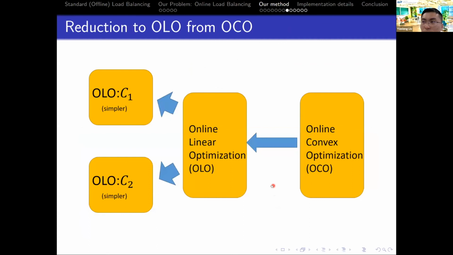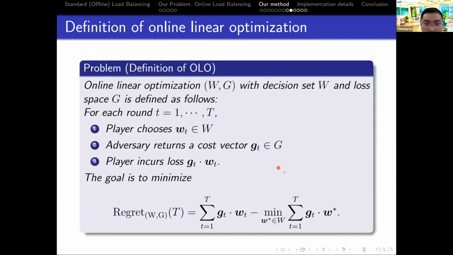Then let's come to the last part. We reduce the OCO game to the corresponding OL game and separate it into two simpler OL games, C1 and C2. As we mentioned before, the online linear optimization problem, the OL game, is very similar to an OCO game, the only difference being that the loss function is a linear function, which can be represented as a vector. So the regret is also defined as the difference between the cumulative loss and the optimal global loss.